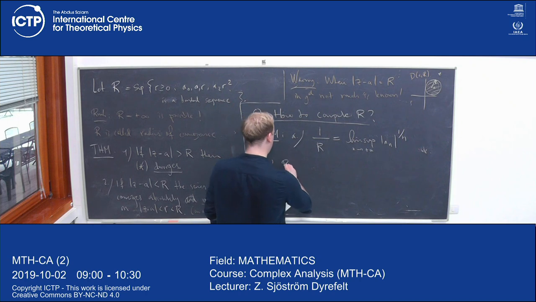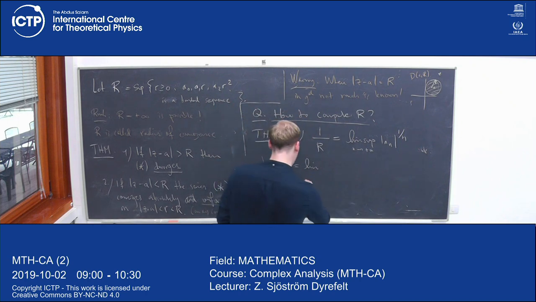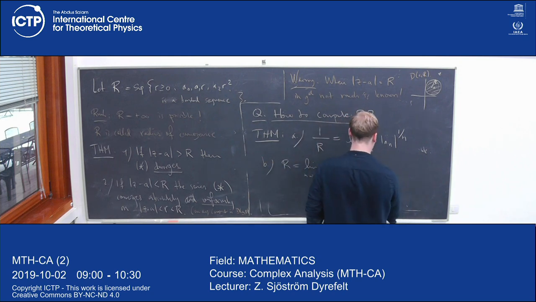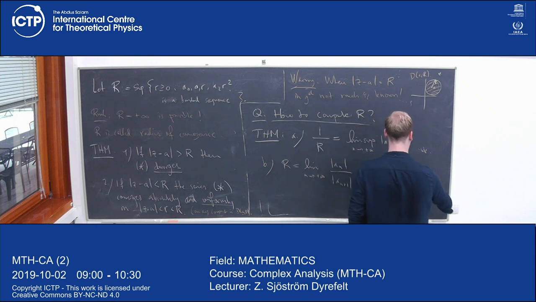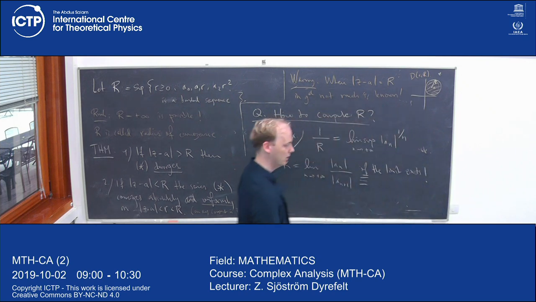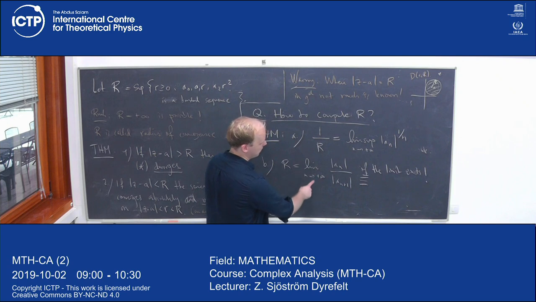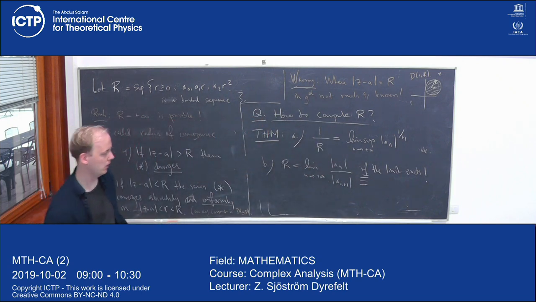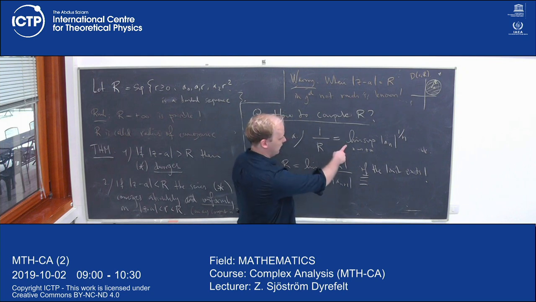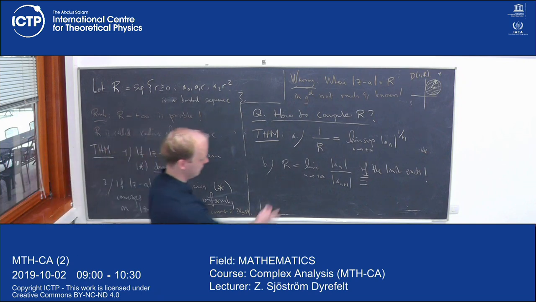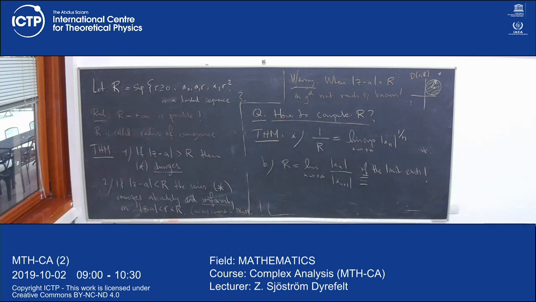And then B, R is equal to the limit, another way, and this is important, if the limit exists. Okay? So if the limit exists, it's equal to this. So this is called the root test, and this is called the ratio test, I think, in English.